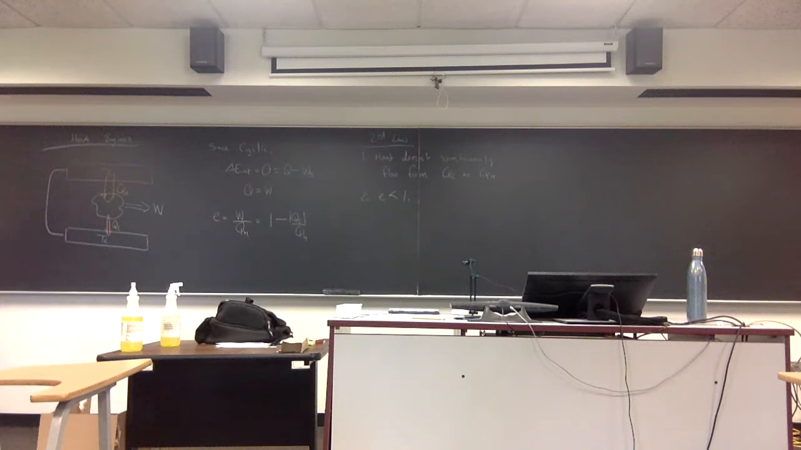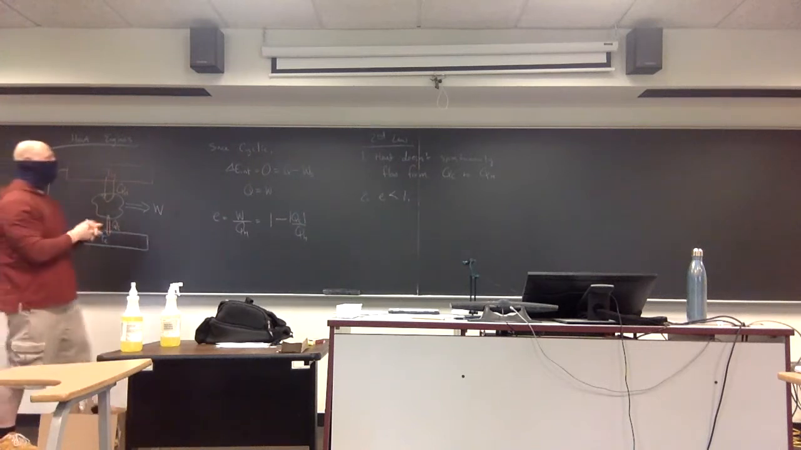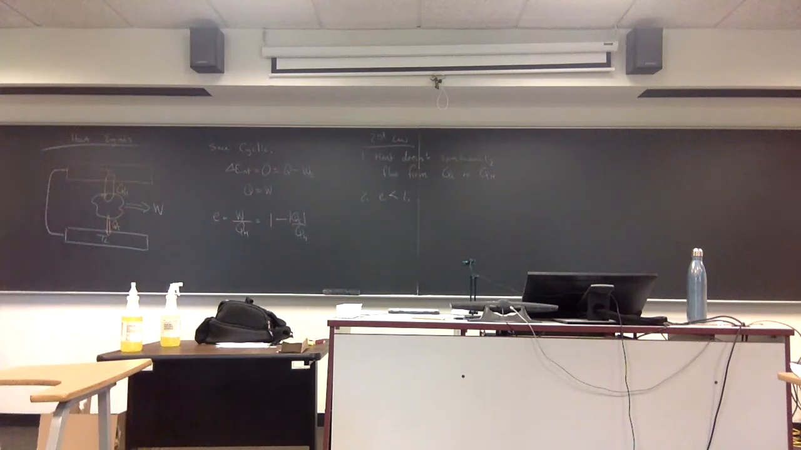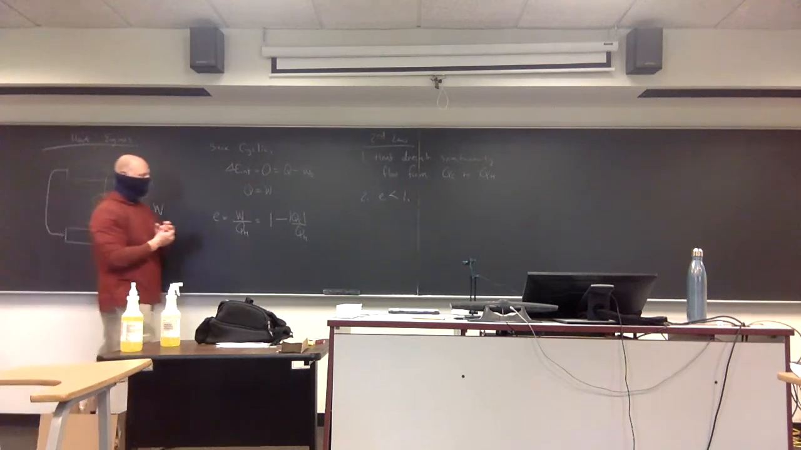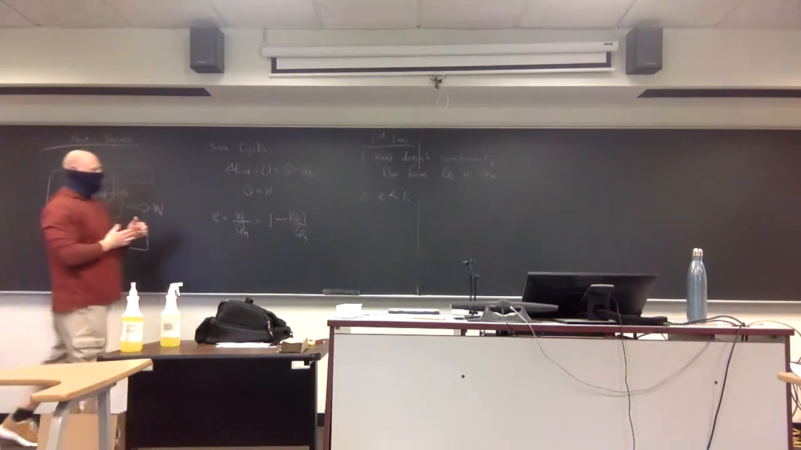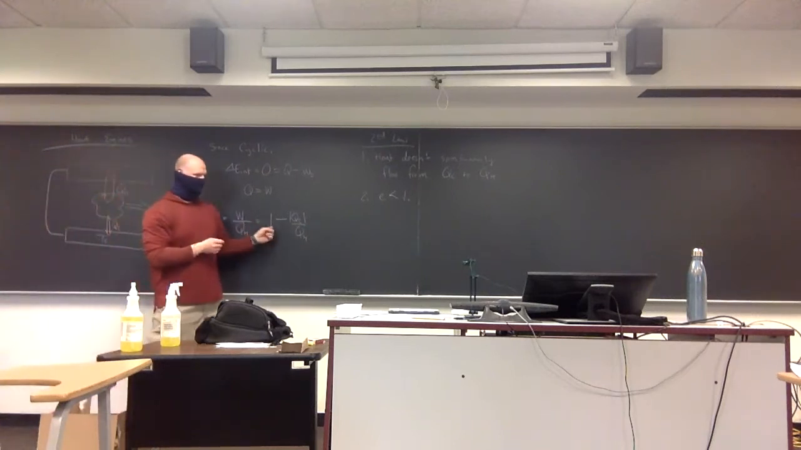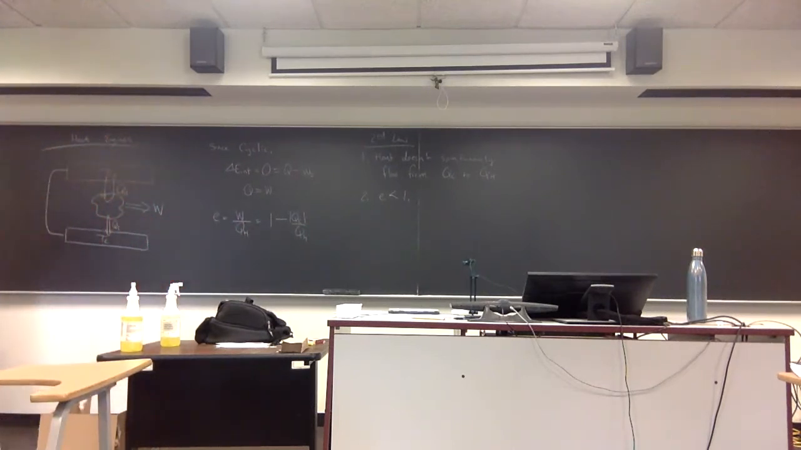Since the thing is cyclic, we know that the change in internal energy must be equal to 0, which means then that the work must be equal to the heat. And from here, we define what's known as the efficiency. So the efficiency is the desired output, which in this case is the work, divided by the desired input, which is the heat from the hot source. We can rewrite the work as the difference between Q hot and Q cold, which means that the efficiency reduces down to 1 minus the cold heat divided by the hot heat.